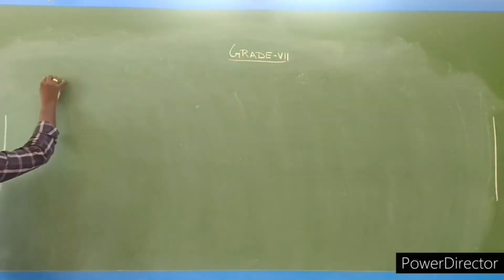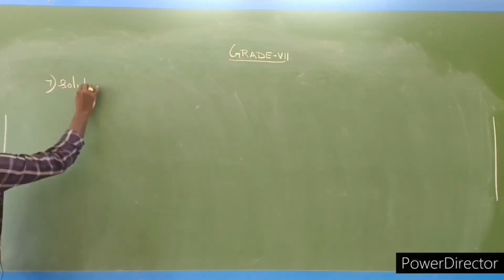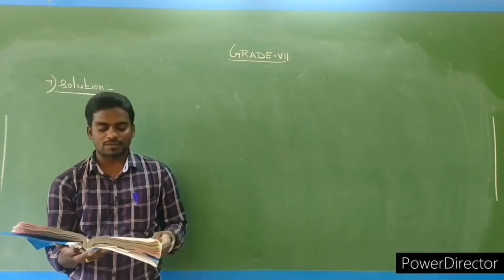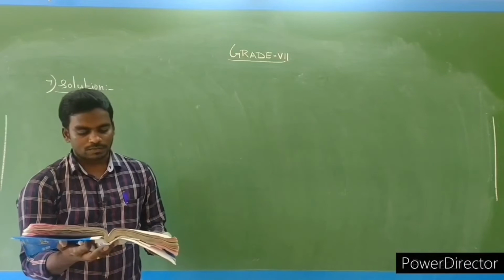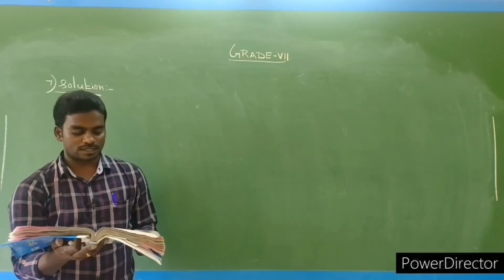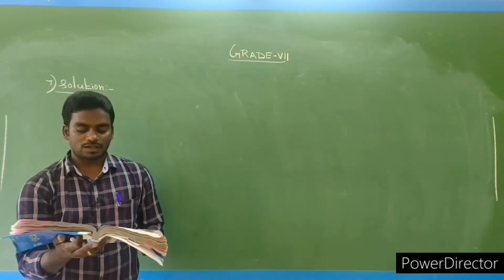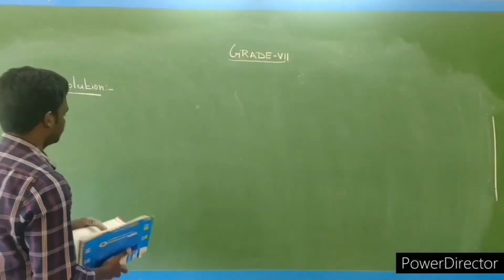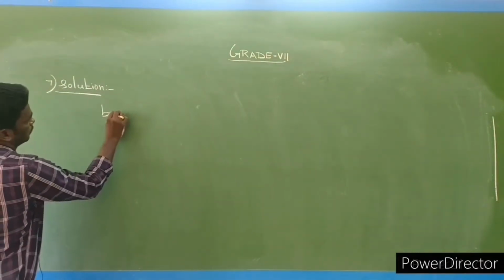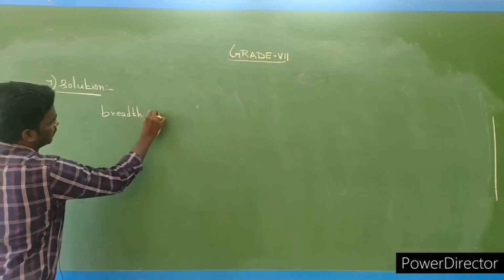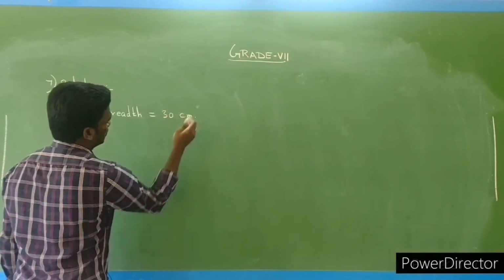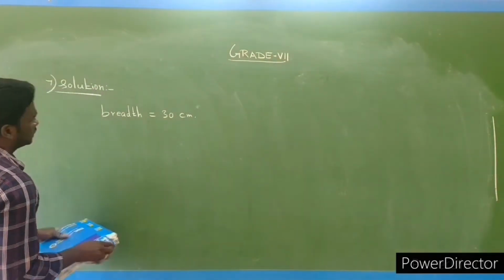Next, what is our seventh question? What is our seventh one? The perimeter of a rectangle is 130 centimeter. If the breadth of the rectangle is 30 centimeter. Perimeter of the rectangle is 130 centimeter and the breadth is 30 centimeter is given. Find the length and also find the area of the rectangle. Here breadth is equal to 30 centimeter is given.